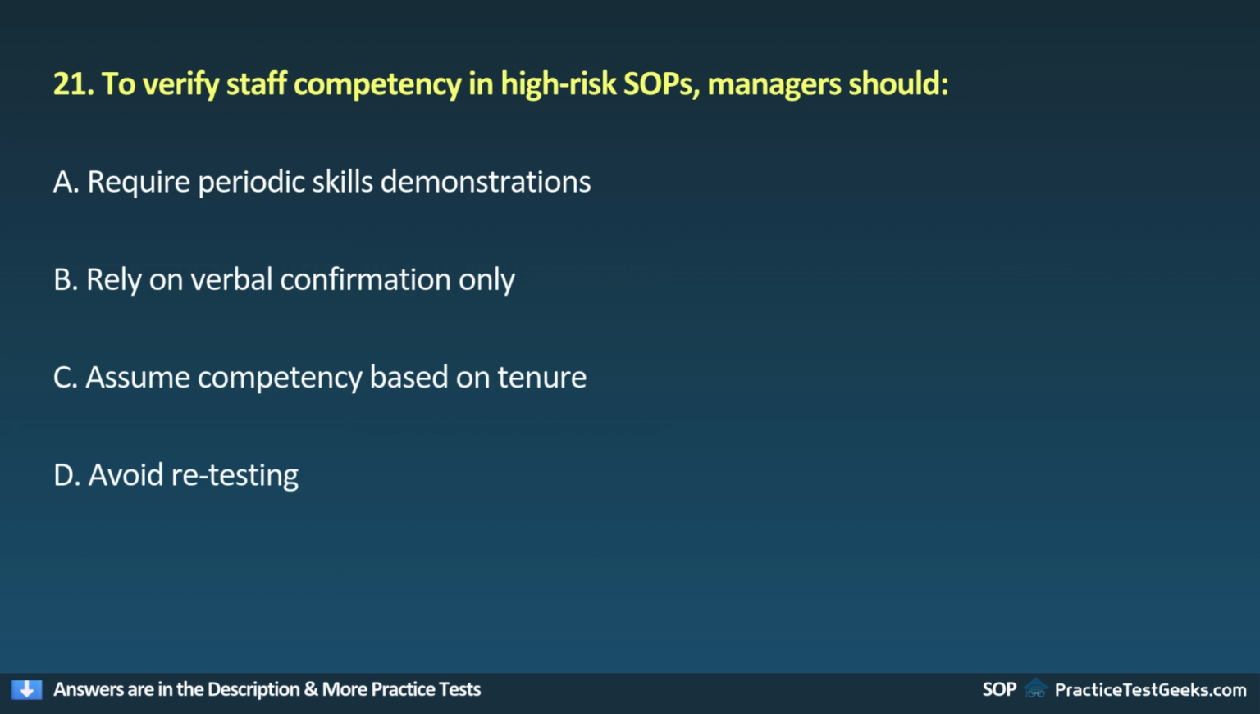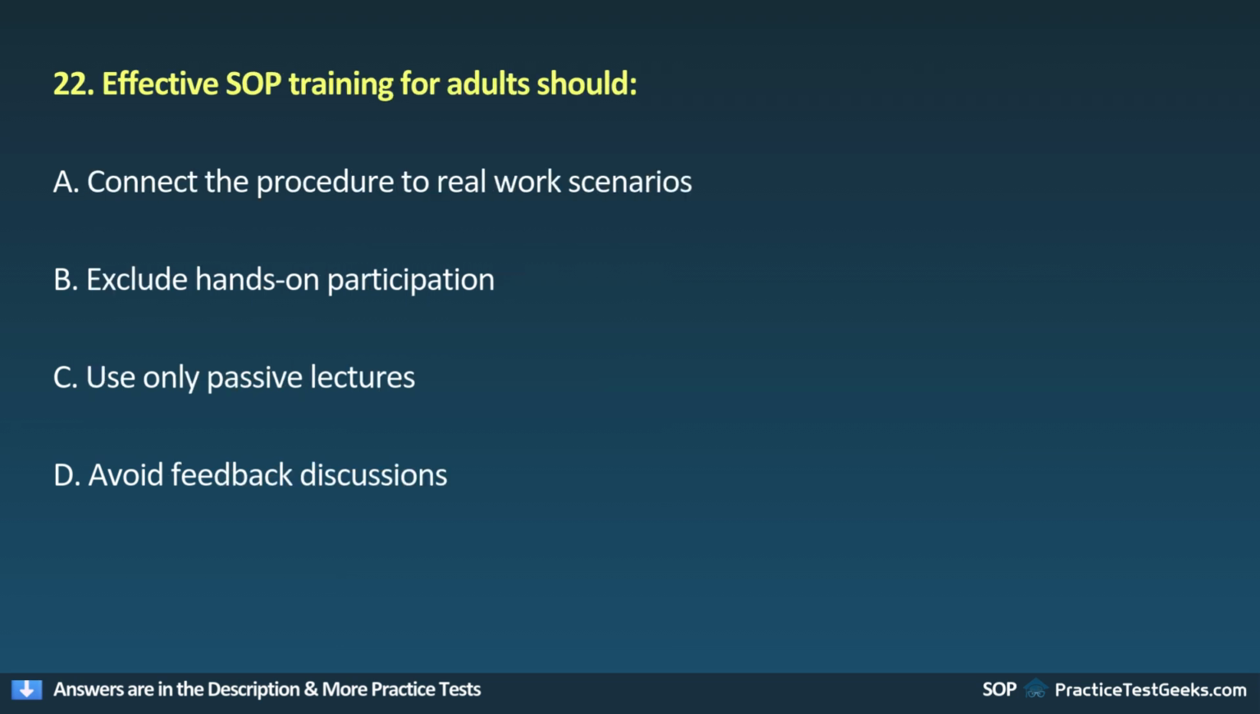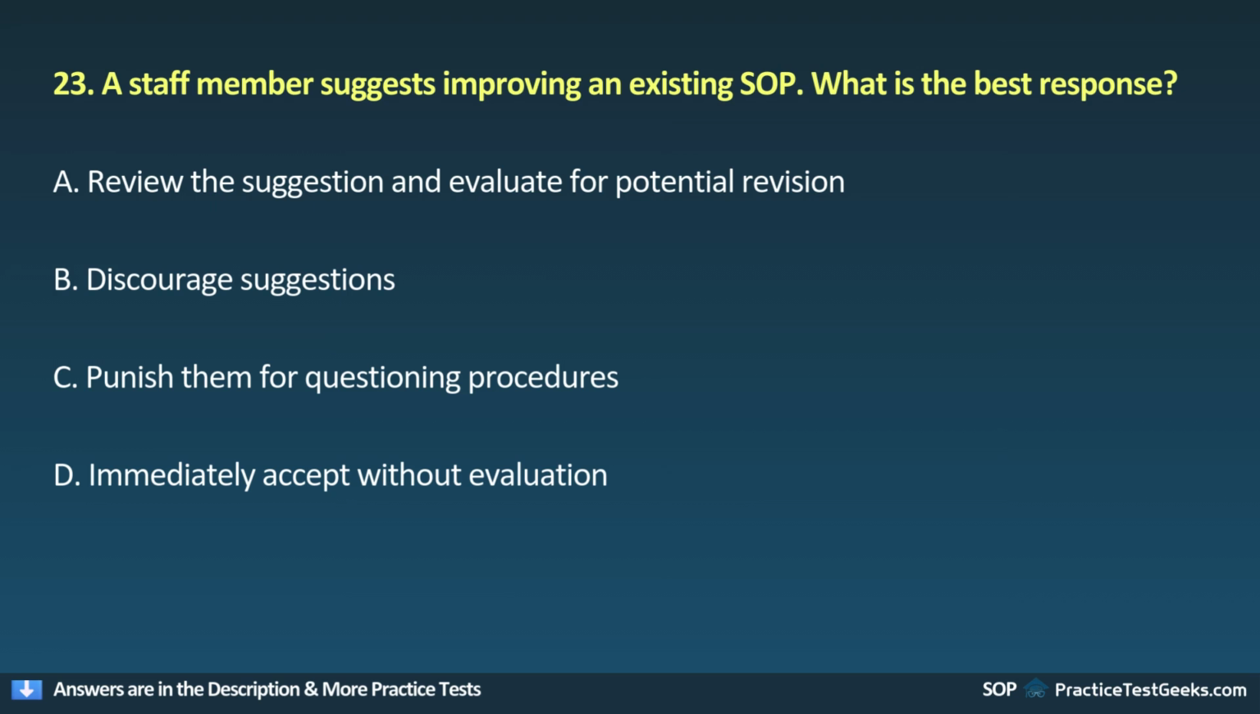Avoid retesting. Effective SOP training for adults should A. Connect the procedure to real work scenarios. B. Exclude hands-on participation. C. Use only passive lectures. D. Avoid feedback discussions. 23. A staff member suggests improving an existing SOP. What is the best response?